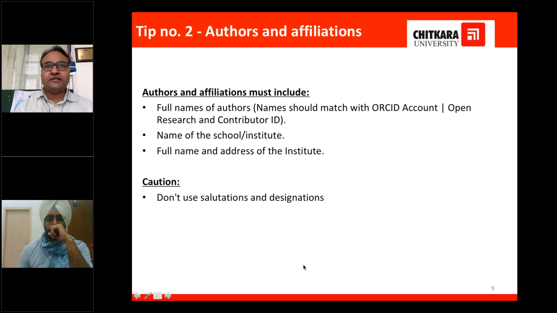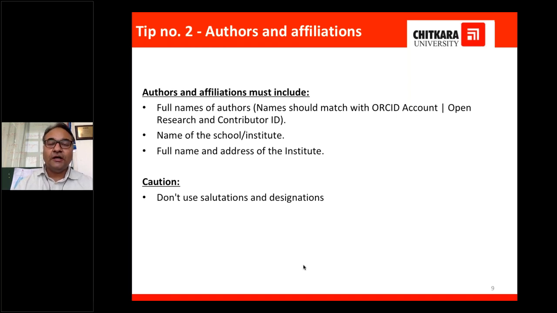And there have been discussions earlier that somebody writes doctor so-and-so, somebody writes professor so-and-so. Usually, it has been observed that most of the highly reputed journals discourage writing these salutations and designations. If it is Rajnish Sharma, it's Rajnish Sharma only: Rajnish Sharma, Chitkara University Institute of Engineering and Technology.